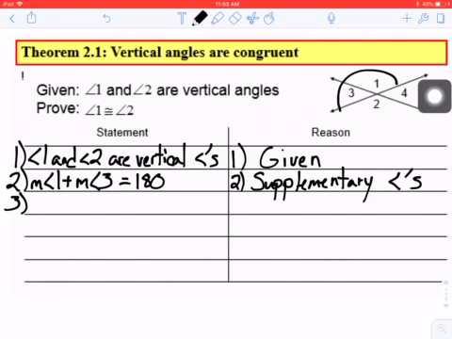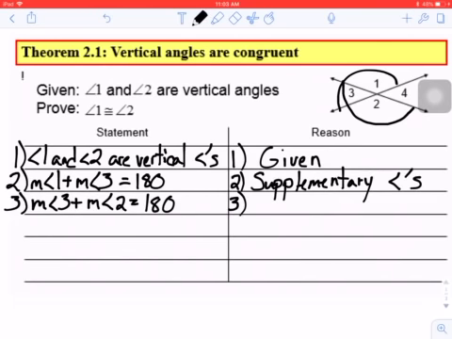I want to build a relationship to get from here to here. So I'm going to focus on the fact that angle 2 and angle 3 also lie on the same line. So I'm going to say now the measure of angle 3 plus the measure of angle 2 is equal to 180. And I can use the same reason I already used. I'm going to say supplementary angles.